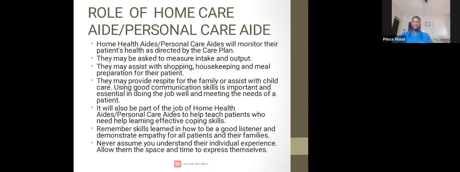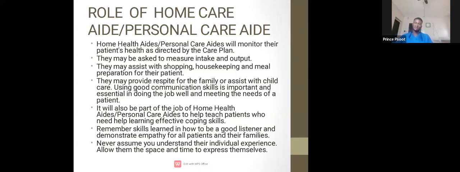When you are talking to them, be careful what to say and how you say it. Never assume you understand their individual experience. Allow them the space and time to express themselves. We talk about rights. If they have the right to expression, the right to speech, the right to talk, give them that right. Let them speak for themselves. Let them express themselves. Don't just assume you know what's wrong.